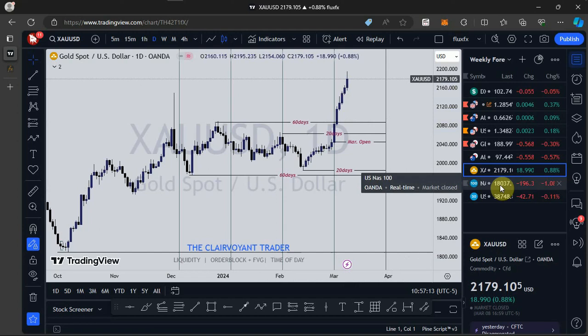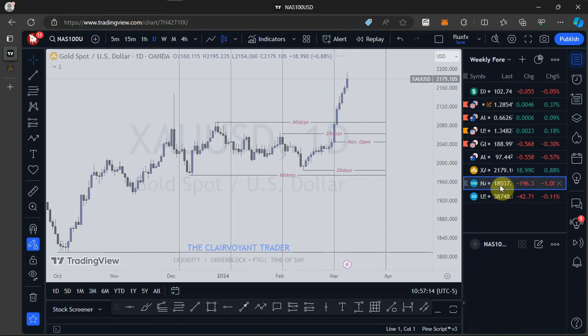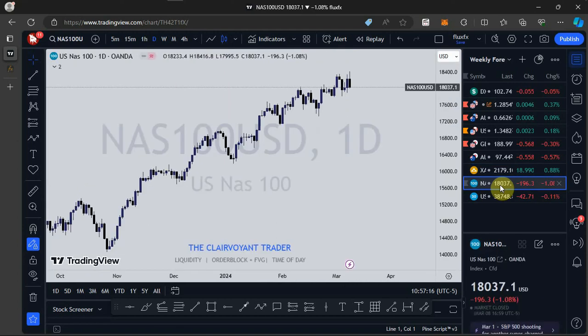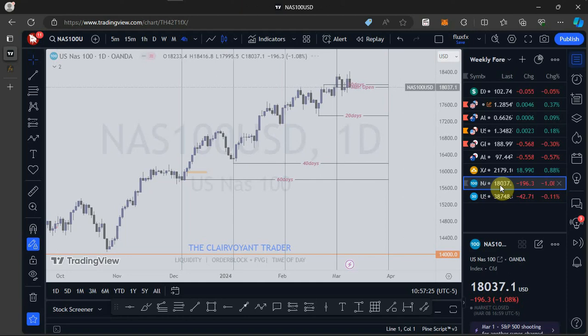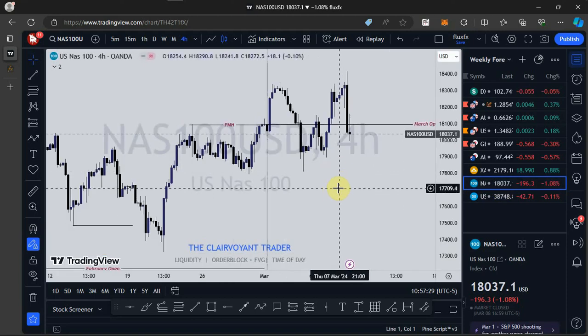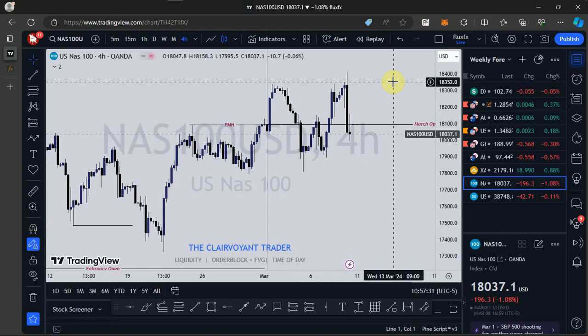Let's see what is happening on NASDAQ. NASDAQ is really pushing up at the moment. Let me switch to the 4-hour time frame and see something. I expect to see NASDAQ continue to push to the upside.